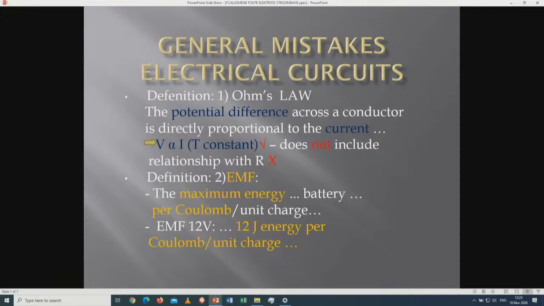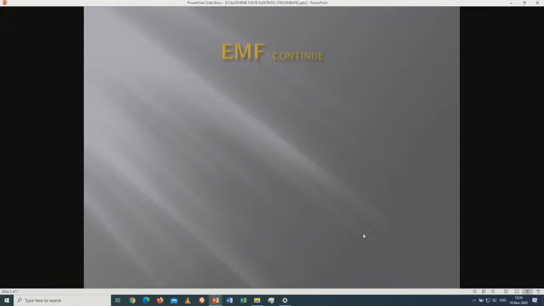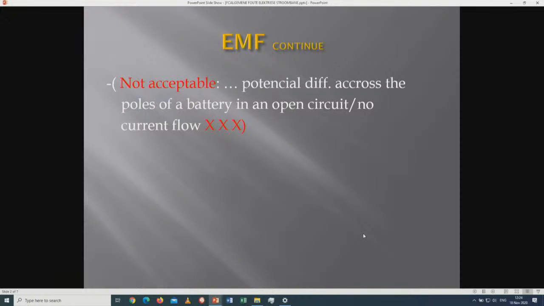Many learners struggled with this. This question was asked, if I'm not mistaken, in 2018, and I can tell you this definition of what is an EMF of 12 volt was one of the worst answered questions. So make sure. I have an idea it isn't really in the exam guidelines, but they can ask it as a definition.